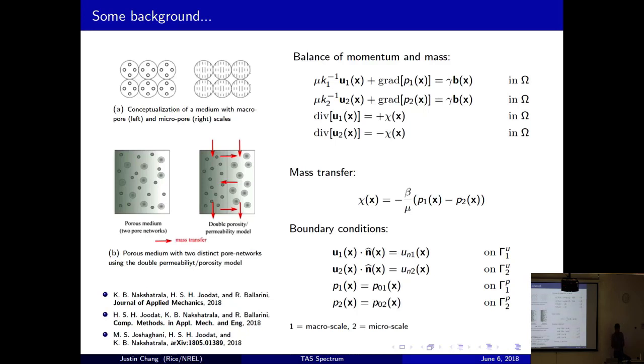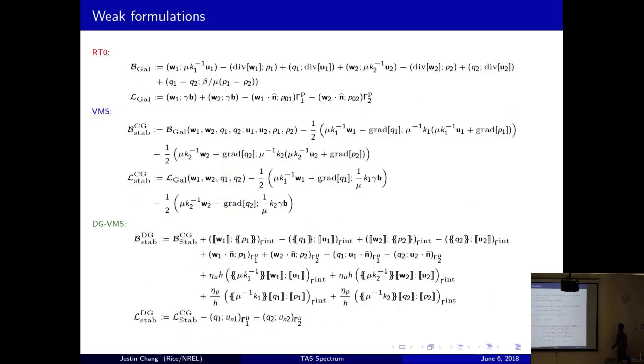So this is a four-field problem, basically two Darcy problems coupled by pressure. The different discretizations they want to look at are RT0, VMS, and the DG VMS. I don't know why they chose these three metrics, but I'm not the first author, so I'm just going to present it as it is.